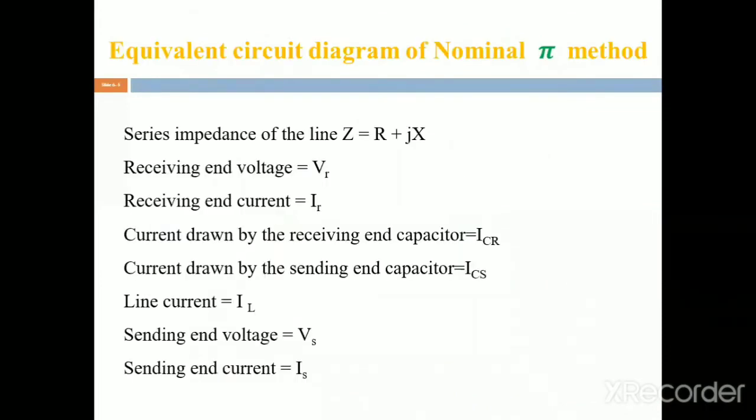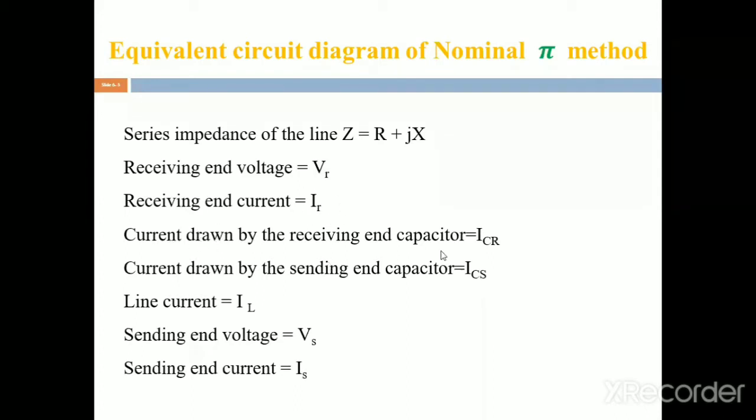Next one is the equivalent circuit diagram. In that diagram, Z is the series impedance of the line, that is, Z is equal to R plus JX, where R is the resistance and X is the reactance. The receiving end voltage is represented as VR. Next one is the receiving end current, that is IR.